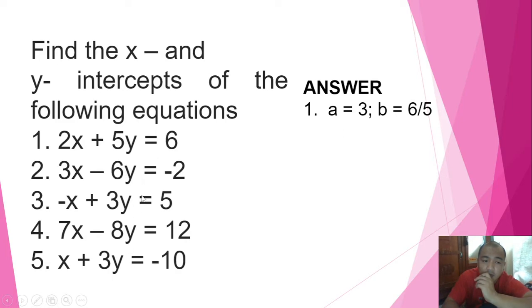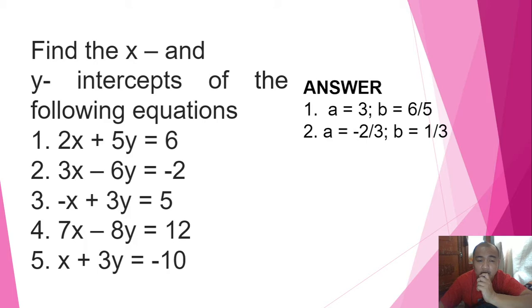Okay, do the same for 2, 3, 4, and 5. Number 2, what's your answer for the x and y intercepts? 5 seconds each. Okay, the answer for the x-intercept is negative 2/3, y-intercept 1/3. How about number 3, negative x plus 3y equals 5? Answer? X-intercept negative 5, while the y-intercept is 5/3.